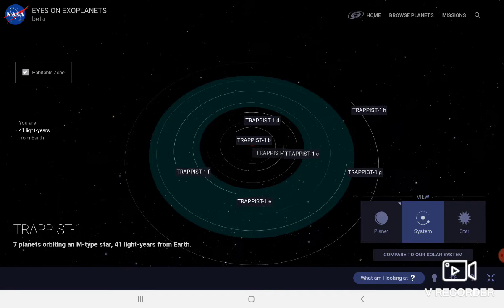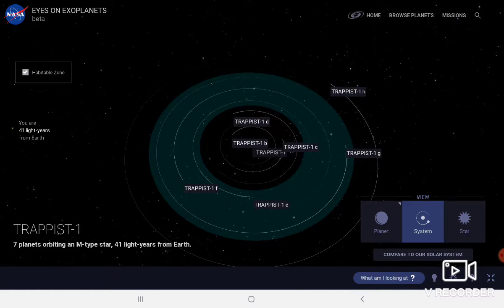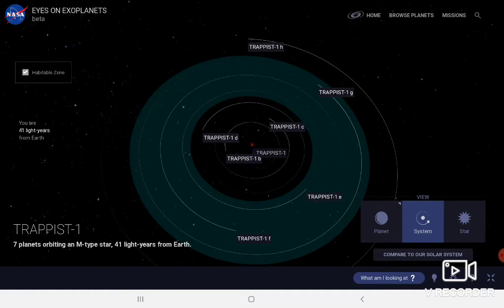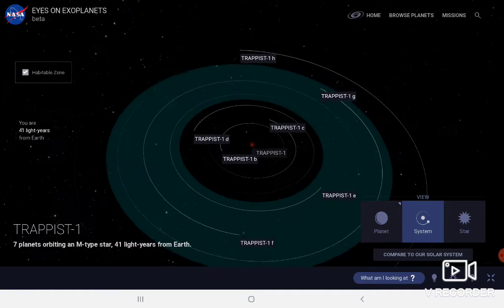Part 2 of the TRAPPIST-1 system. Now I will tell more information about the TRAPPIST-1 system in part 2. This is part 2.